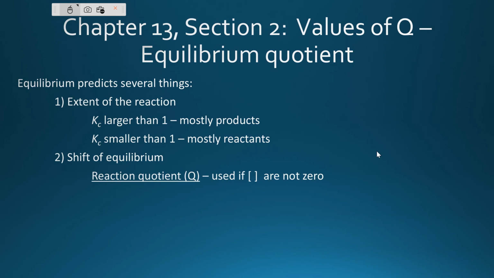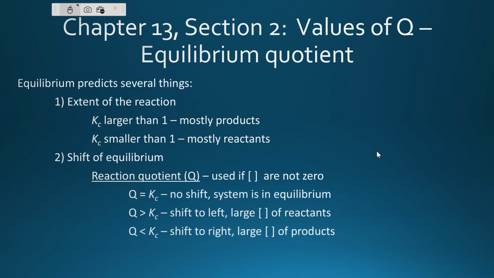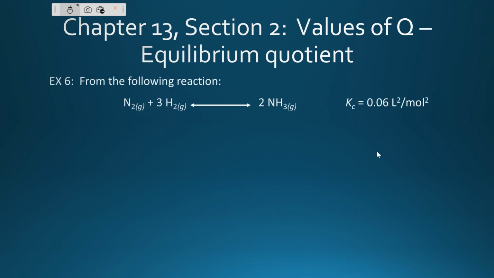So if the concentrations are not 0, sometimes we have to figure out which direction it's going to be going. And so I have to establish my Q value, which is related to K. If they're the same, there is no shift. The system is already at equilibrium. If I see that my Q ends up being larger than K, it's going to be making more reactants. And if my Q is less than K, I'm going to be making more of my products. So again, the key word here is shifting. Which direction is that equilibrium going to be going, or maybe is it in equilibrium already?